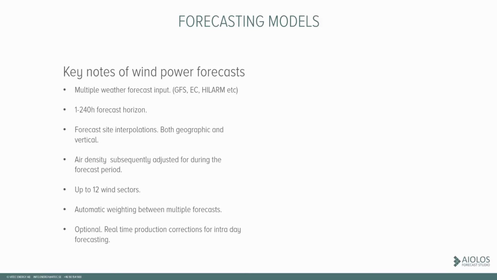As an option, you could also bring in real-time production figures, and that will be a correction for the intraday forecasting. So you will make a day-ahead forecast first, and once you're closing in on the specific trading hours, you will make new forecasts with the correction from the real-time production.